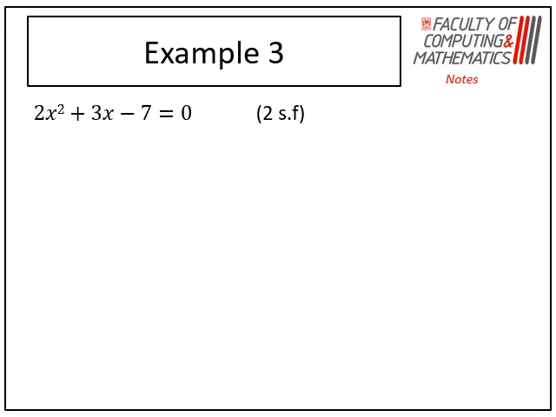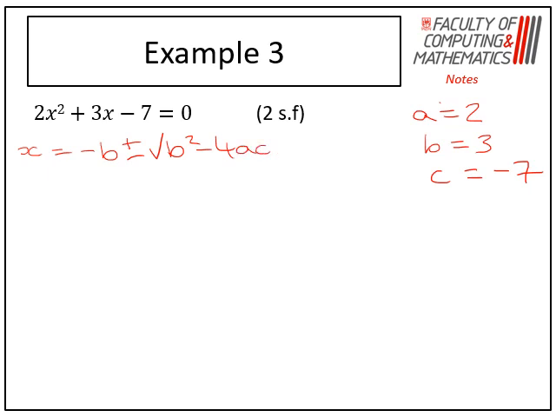Okay, let's take a look at this one. So doing our ABCs on this one, A is going to be 2, B is going to be 3, and C is going to be negative 7. All right, so you're going to shove that into the quadratic formula. So minus B plus or minus the square root of B squared take 4AC, and that's all over 2A.